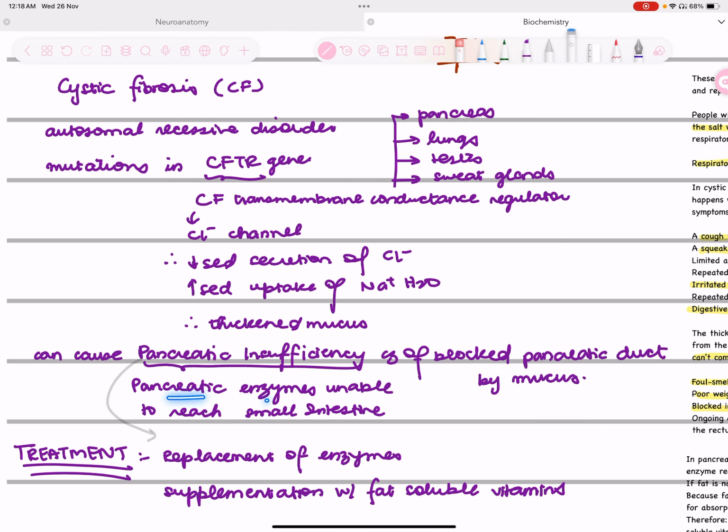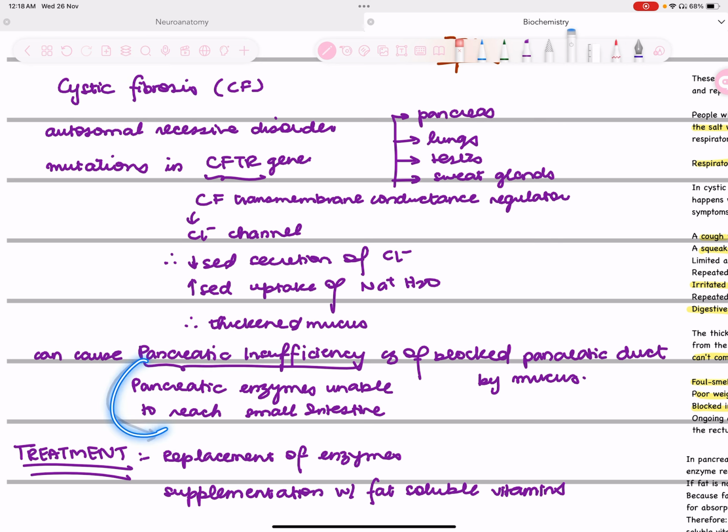So pancreatic enzymes into the small intestine, sorry. So pancreatic enzymes will be unable to reach the small intestine, and therefore the digestion will be very poor. So that's the reason that cystic fibrosis can cause pancreatic insufficiency.